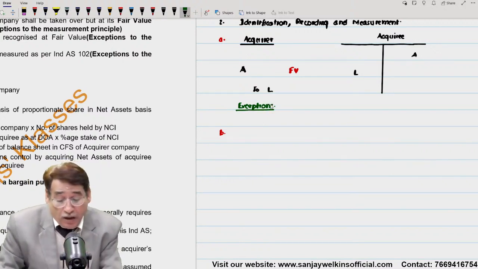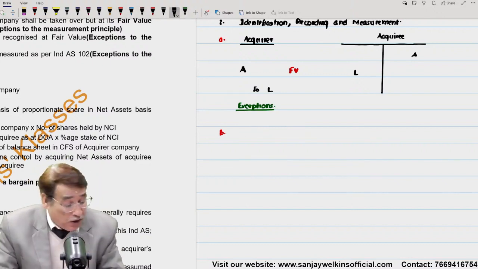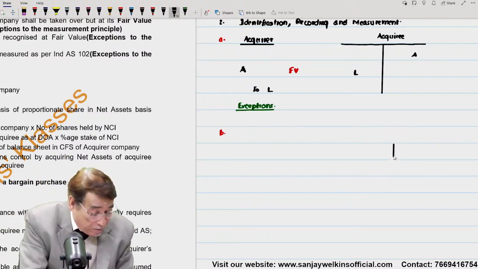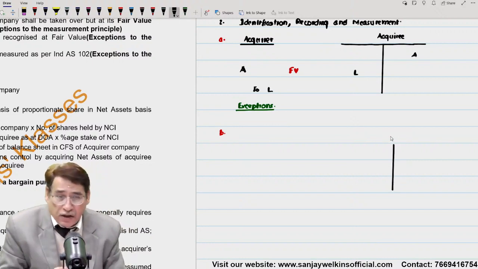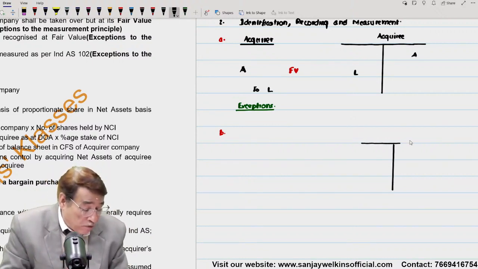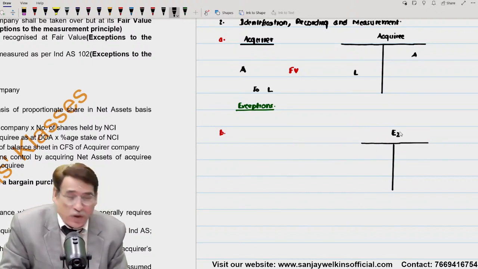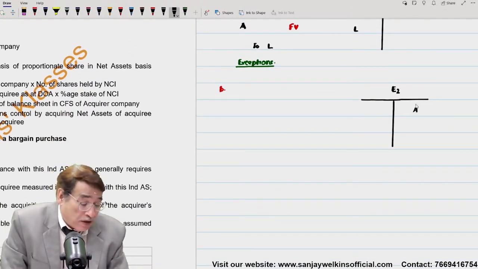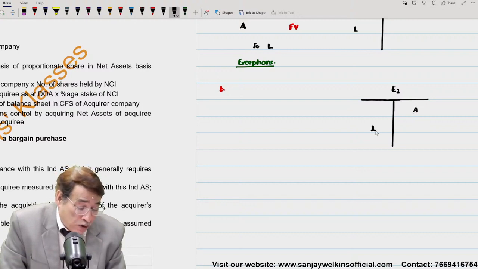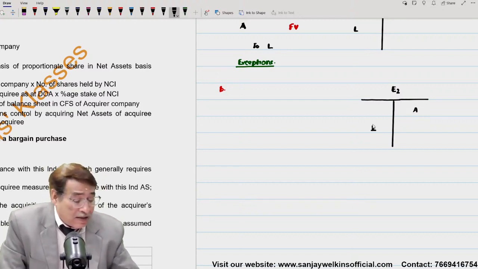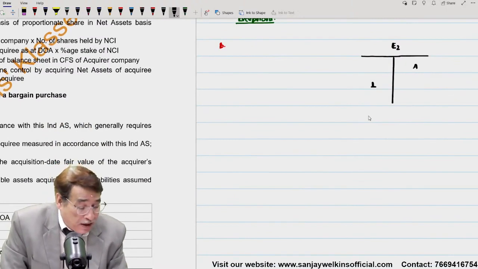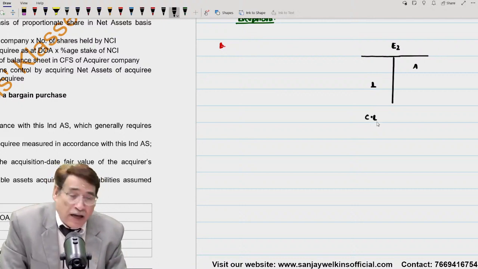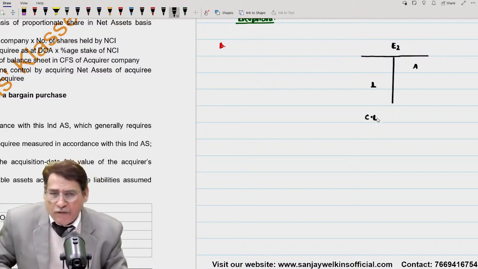Pay attention here. Let us say this is the balance sheet of the acquiree entity, correct? Towards your right side, let us say this is the balance sheet of E2, and you know E2 is the acquiree entity, correct? I have already told you the acquiree company will have some assets and some liabilities without any doubt, correct? Let us say this acquiree entity has a contingent liability, CL. Please pay attention and write it in full form. It is not current liability, it is contingent liability. It is having a contingent liability.